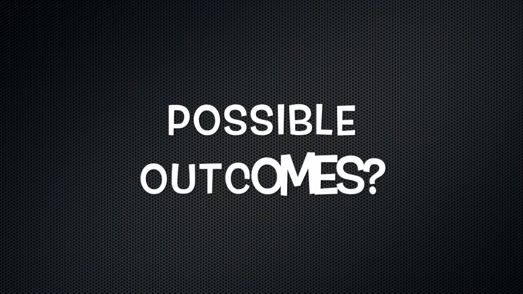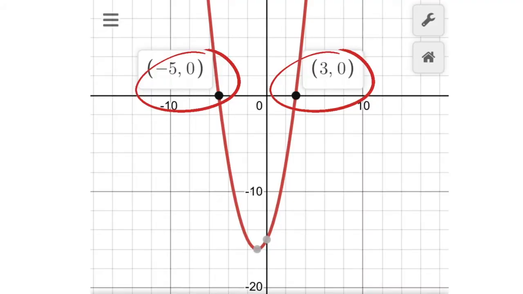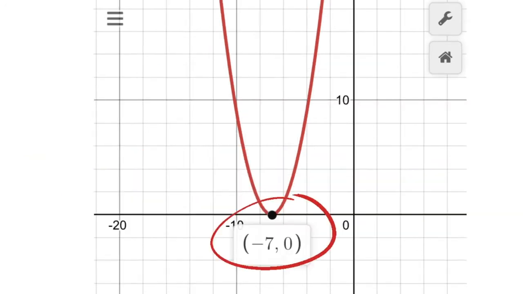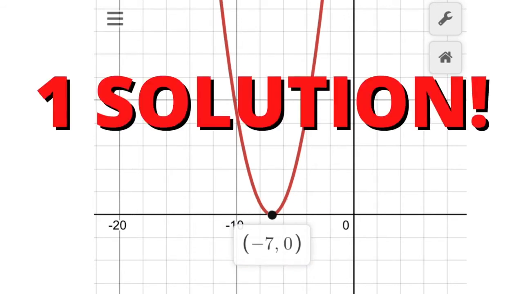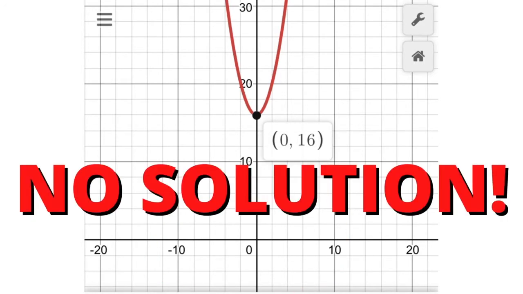So before I show you how we can find the x-intercepts by hand, I first want to go over the different types of solutions we could have. You can see here in the first one, it crosses our x-axis at 2 different points, so there are 2 solutions. In this second problem, you'll notice our vertex, or our lowest point of our parabola, is on the x-axis, so it means it only crosses once, and it's 1 solution. And lastly, you'll notice this parabola does not cross our x-axis at all, so it is no solution.